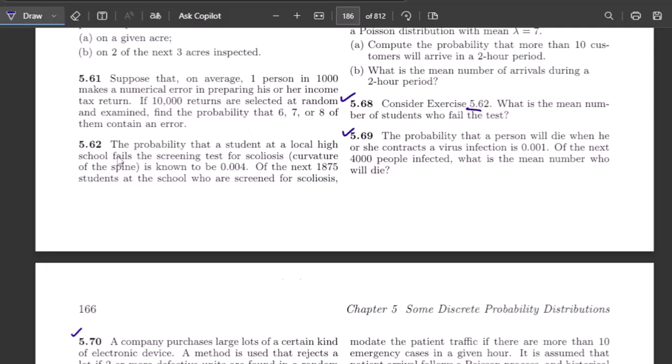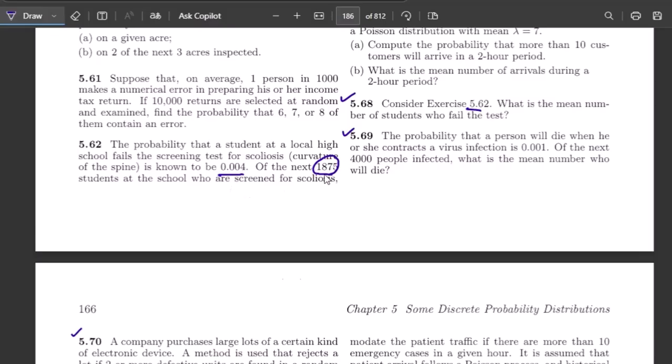Okay. So what was the statement of question 5.62? The probability that a student at a local high school fails the screening test for scoliosis, curvature of the spine, is known to be 0.04. This is the probability for the next 1875 students at the school who are screened for scoliosis. The next statement is of no relevance for us with respect to question 5.68. So here the probability is given, that is 0.04.